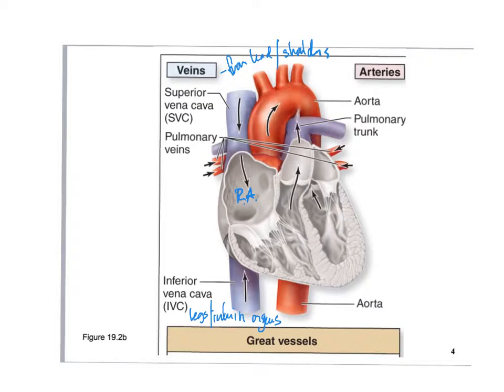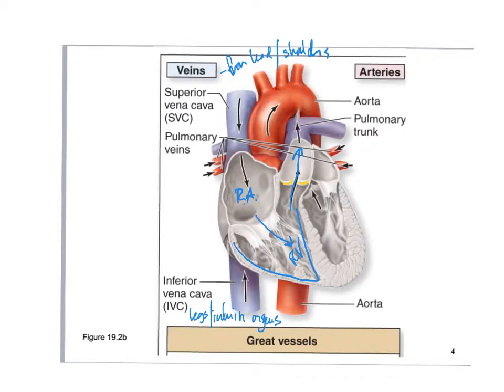From the right atrium, blood passes through a valve. We'll go over the valves in a little bit. To the right ventricle. So this is your right ventricle right here. And then blood from the right ventricle is pumped out through what? What's this in yellow? It is not the tricuspid valve. What semilunar valve? Pulmonary semilunar valve.